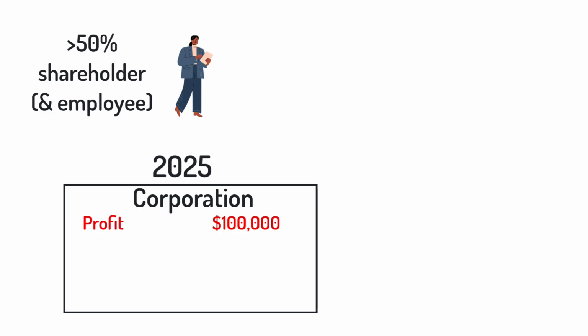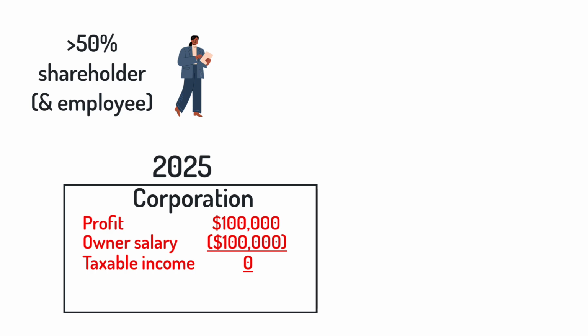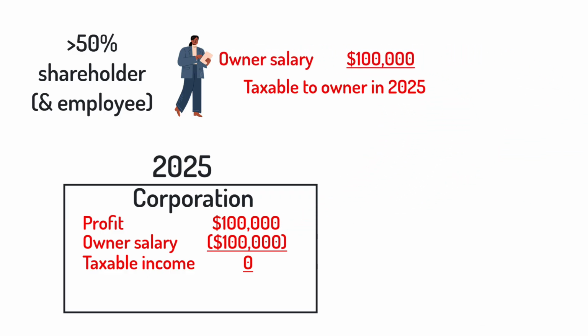So how do we do it? One way would be to elect S status, but let's assume here that the corporation cannot or does not want to be an S corporation. They want to remain a C corporation. What other options are there? One common technique, if the shareholder is also an employee, is to pay the owner a salary equal to the profit of the corporation. This will zero out the taxable income of the corporation, and the corporation will not have to pay tax. Of course, the owner will have to pay tax on the salary, in this case $100,000, but at least that's a single tax, not a double tax.